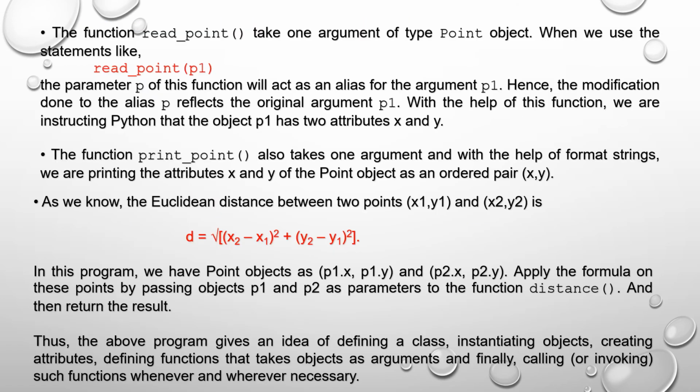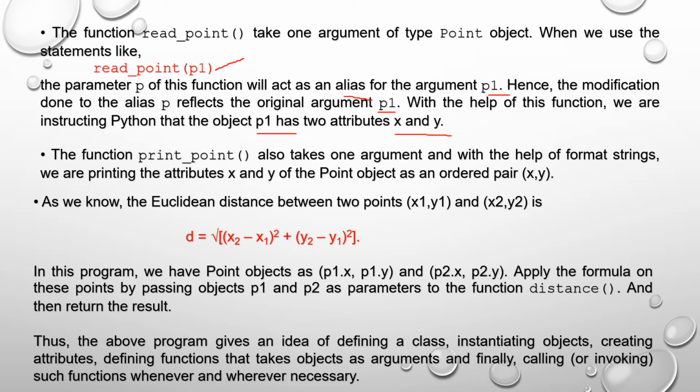The function read_point takes one argument of the type Point object. When we use a statement like read_point of p1, the parameter p of this function will act as an alias for the argument p1. Hence, the modification done to the alias p is reflected in the original argument p1. With the help of this function, we are introducing to Python that object p1 has two attributes. The attributes are x and y.